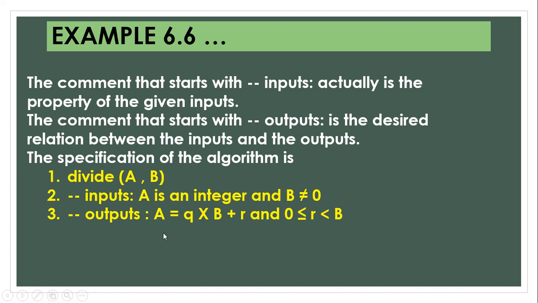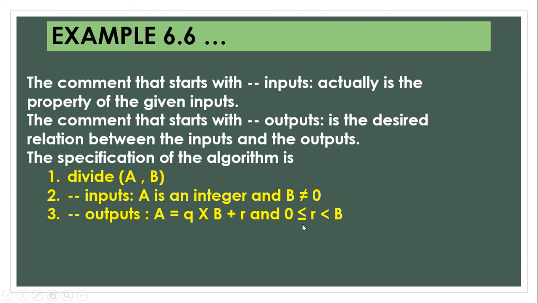What is the property of the output variable? We have to mention the property of the relation between the input and output. What relation do we have? We have to multiply. When you multiply the quotient into the divisor and add the remainder, we will get the dividend. So multiply the quotient with B and add the remainder, and we should get the value A. Then only that output is correct.